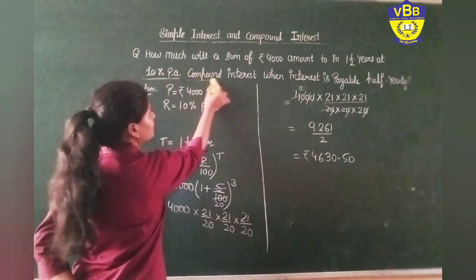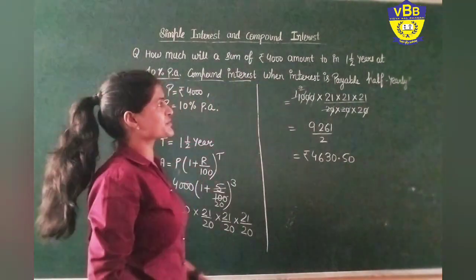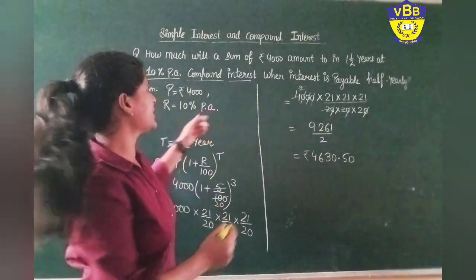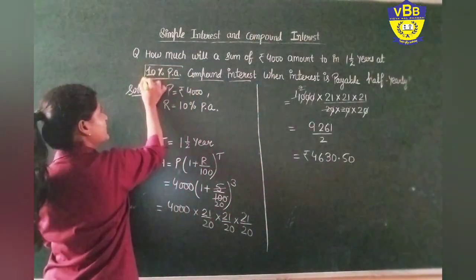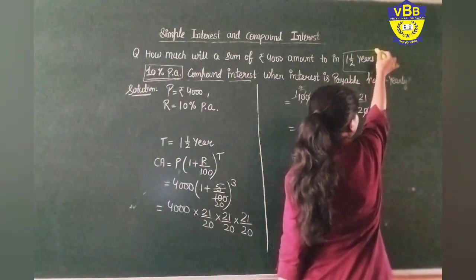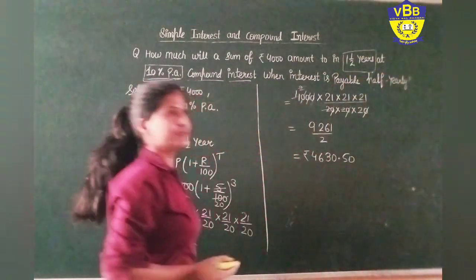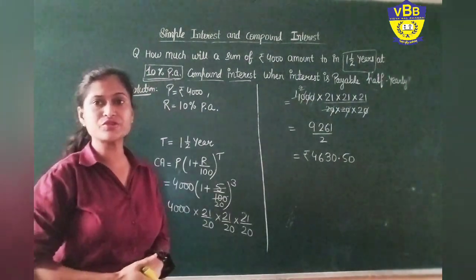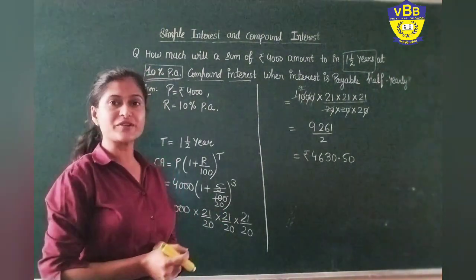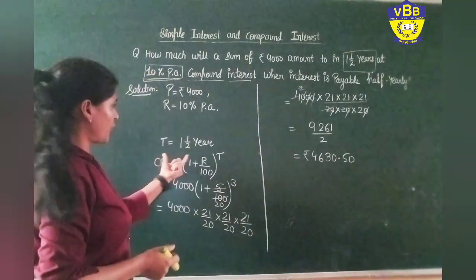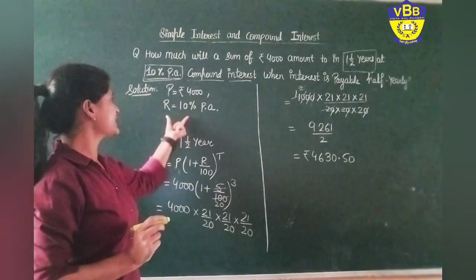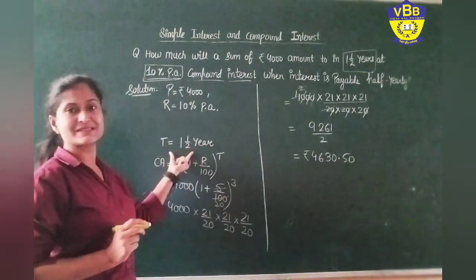Our next question is, how much will a sum of 4,000 amount to in 1 and a half years at 10% per annum compound interest when interest is payable half yearly? All the terms are given per annum, and the time is also in years. But we have to find the amount half yearly. So the formula will remain the same. There is a difference in the rate of interest and time period.